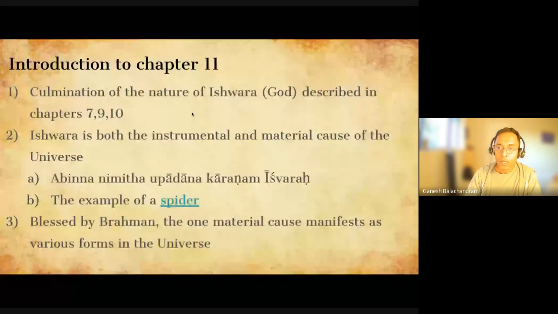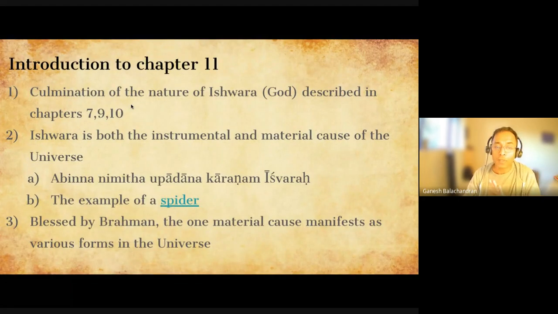Now, I'll give a short introduction to chapter 11. It is the culmination of the nature of Ishvara described in chapters 7 and even in 8, 9, and 10. A little less in 8, but also in 8. So Ishvara is both the instrumental and the material cause of the universe. Ishvara is called Abhinna Nimitta Upadana Karana.